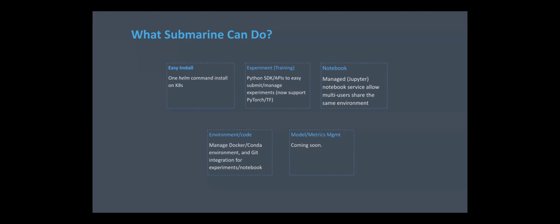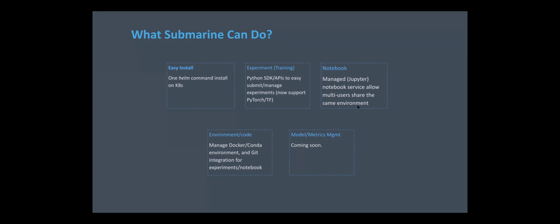So what can Submarine do? First, we can very easily install Submarine on an existing Kubernetes, no matter whether it is on cloud or on-prem. With one single command, we can install Submarine on Kubernetes. And we have experiment support. We have a Python SDK to easily submit and manage experiments. And we now support PyTorch and TensorFlow.